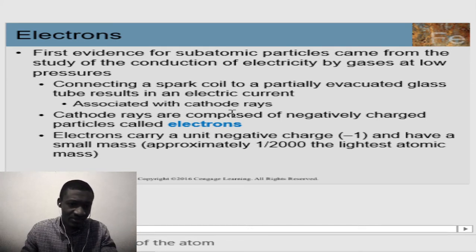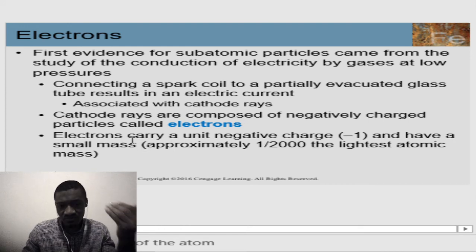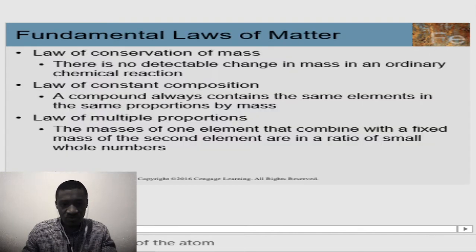So the cathode ray is basically composed of negatively charged particles called electrons that flow through it. And then it goes further to say that electrons carry a unit negative charge and have a mass of approximately 1/2000 of the atomic mass. We'll see the mass as we go ahead. So this is the image, we've explained it.